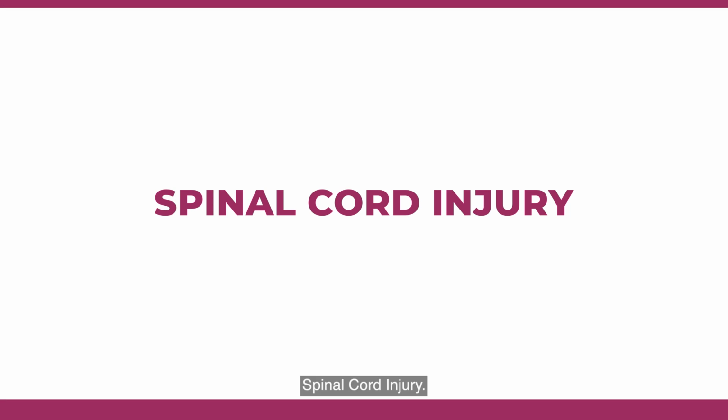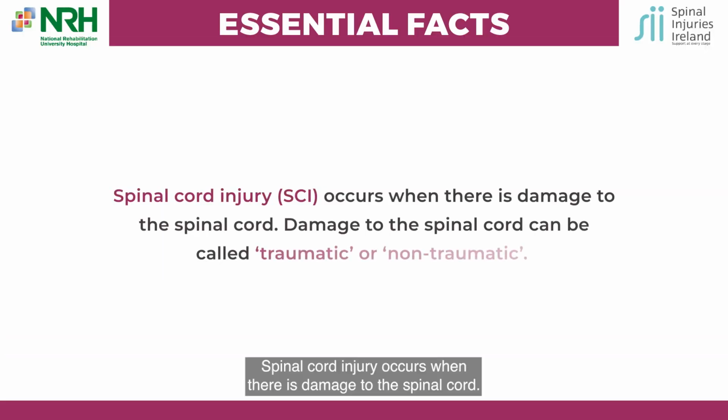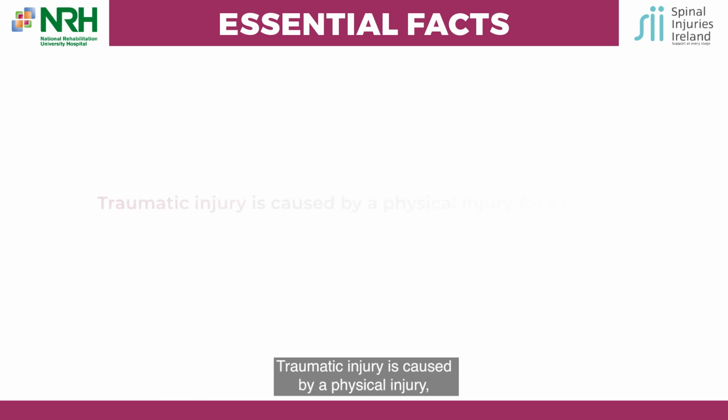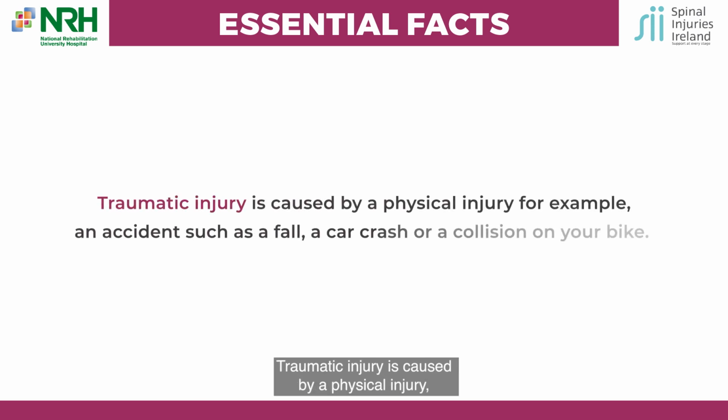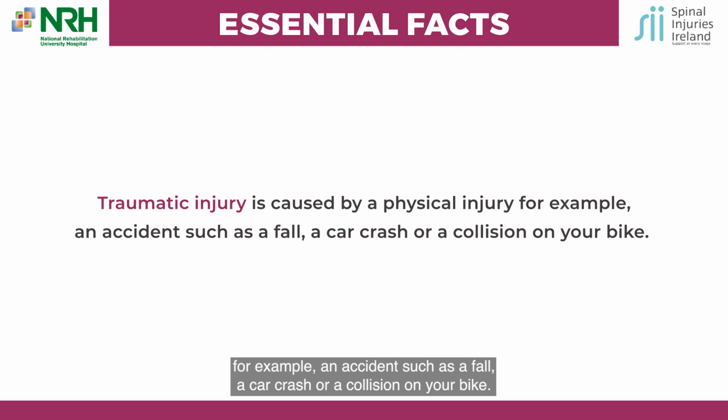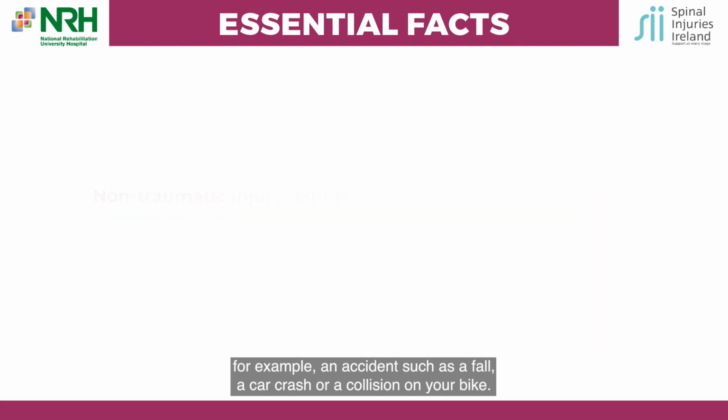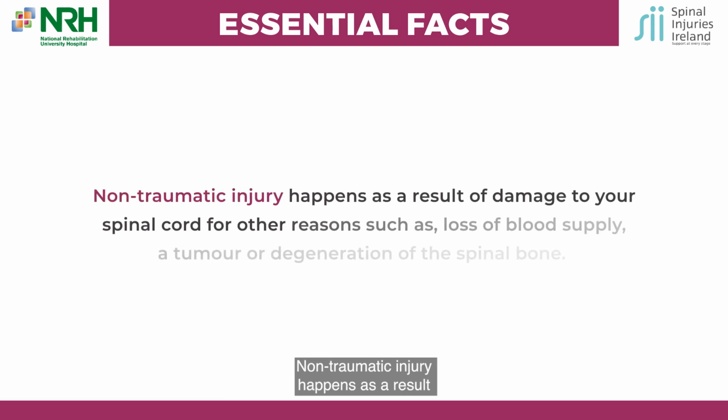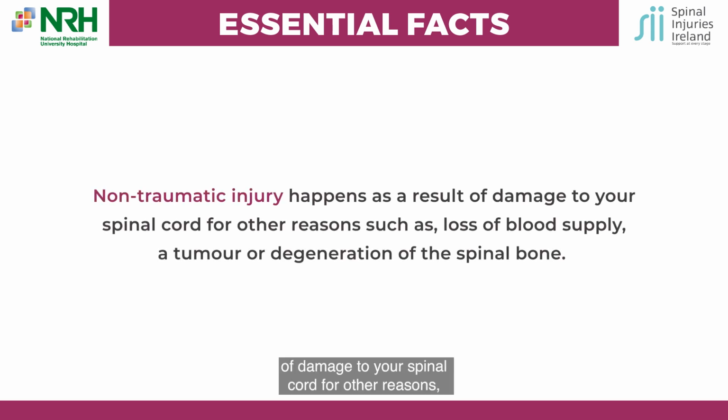Spinal cord injury. Spinal cord injury occurs when there is damage to the spinal cord. Damage to the spinal cord can be called traumatic or non-traumatic. Traumatic injury is caused by a physical injury, for example an accident such as a fall, a car crash or a collision on your bike. Non-traumatic injury happens as a result of damage to your spinal cord for other reasons, such as loss of blood supply, a tumour or degeneration of the spinal bone.